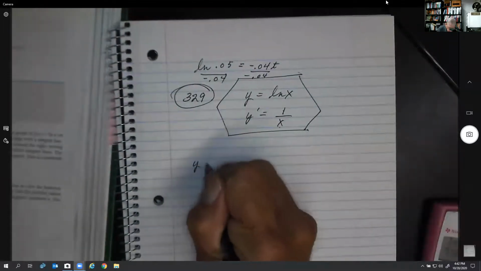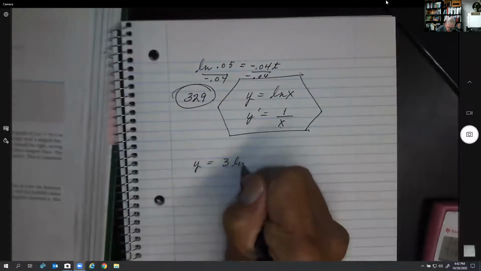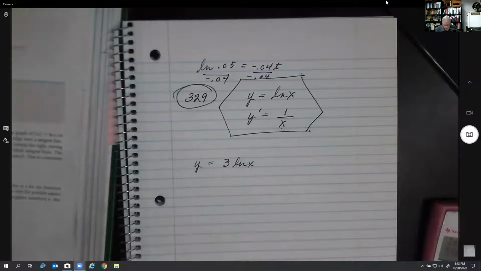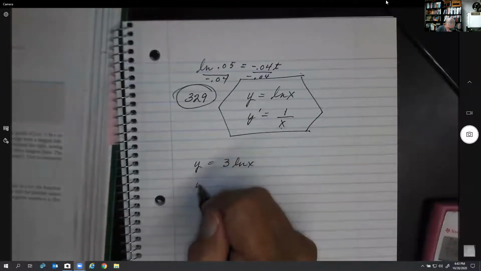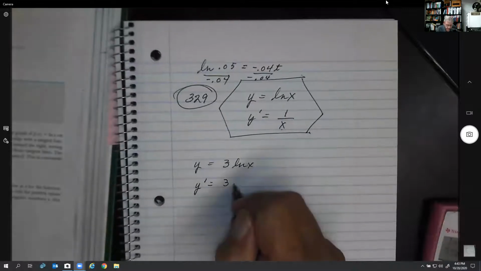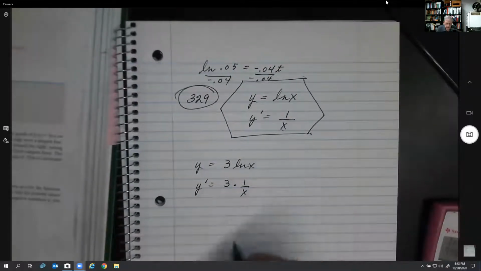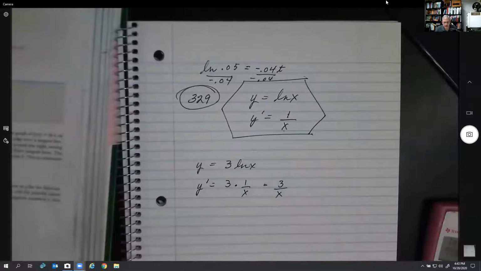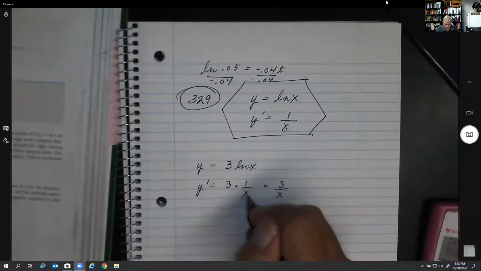y equals 3 ln x. Well, remember when we had 3e to the x? It was just 3e to the x. The first derivative is still going to be 3 times 1 over x, which would be 3 over x. Just like that. ln x, 1 over x.